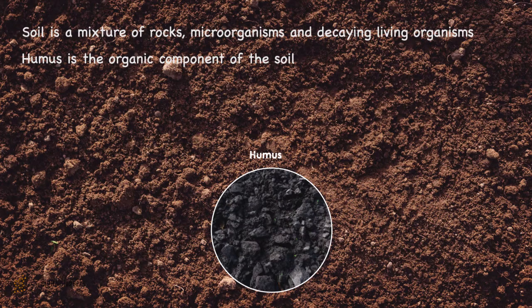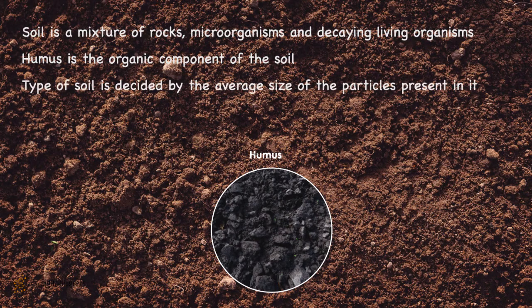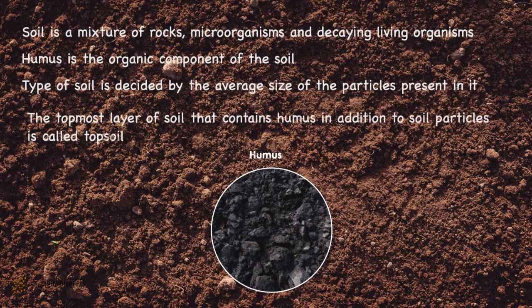The type of soil is decided by the average size of particles present in it. The mineral nutrients that are found in the soil depend on the rocks it was formed from. This quality and type of soil decides which plants would thrive on that soil, as the mineral requirement of plants varies from one plant to another. The topmost layer of soil that contains humus and living organisms in addition to the soil particles is called the topsoil. The quality of the topsoil greatly influences the biodiversity of that area.